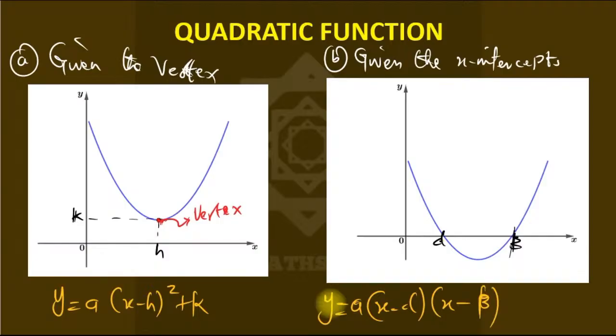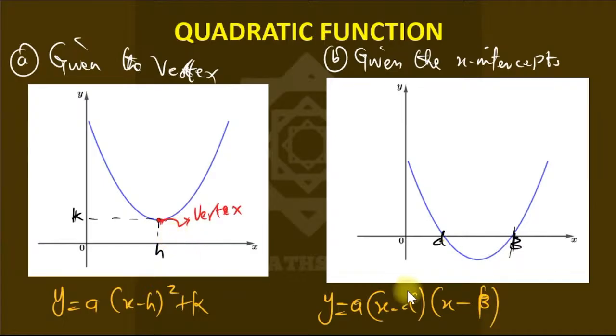The first one is when you are given the vertex. But mind you, in some questions you'll be confused. If they didn't specify the vertex, look at the intercepts. It depends on the question; you either use the first one or the second, depending on the information given.